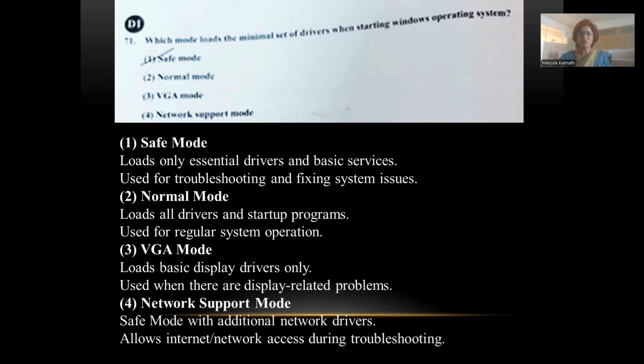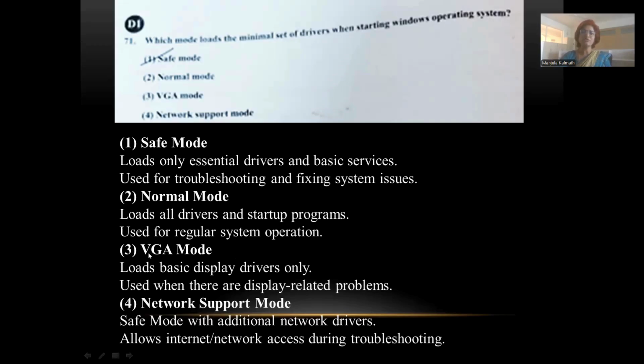Why is it required? If there are any issues related to the system, we have to start with the basic things and then go on checking the other drivers also. So safe mode loads only essential drivers and basic services used for troubleshooting and fixing system issues. Along with this, we have a normal mode. Normal mode means we don't have any issue related to the system; we just start the computer system. By default, it starts in normal mode. Normal mode is nothing but all the drivers being loaded. It loads all drivers and startup programs used for regular system operation.